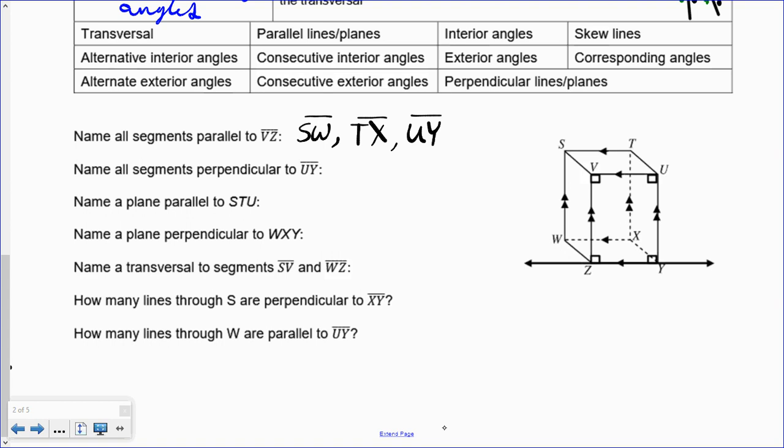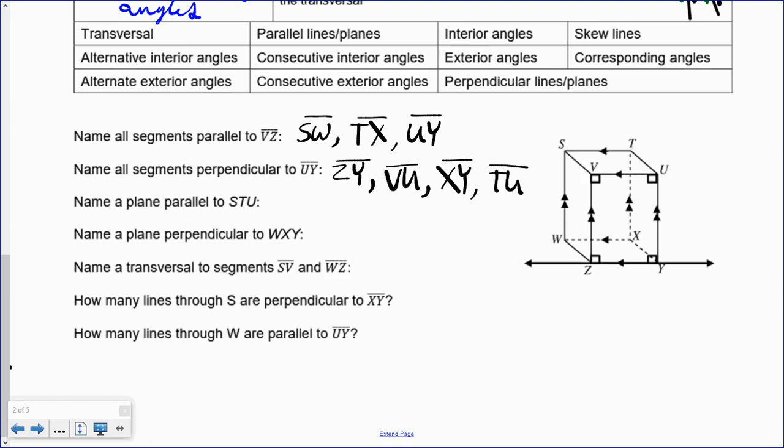What about segments that are perpendicular to UY? Perpendicular means that they come together to make 90 degrees. ZY and VU. There's actually more. XY and TU.